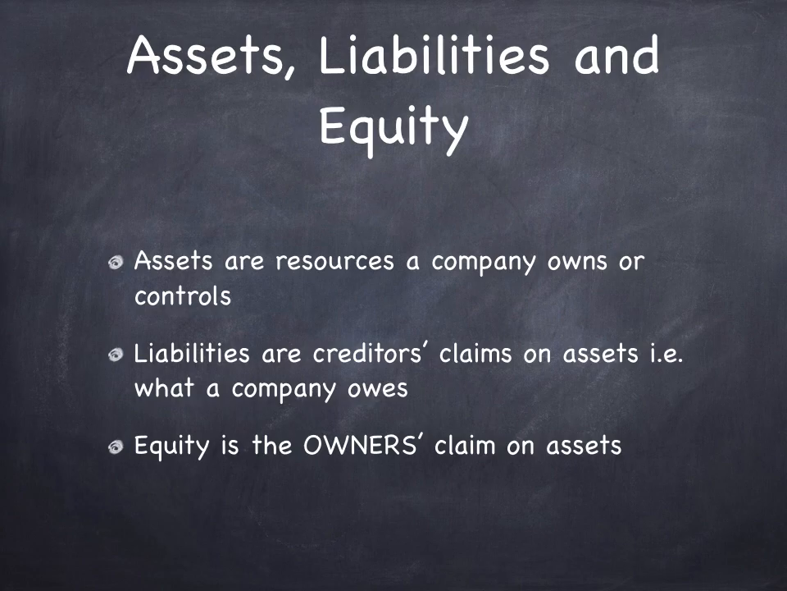Assets are resources that a company owns, and liabilities are creditors' claims on assets. That is what a company owes. So, watch these two words. Own is assets, and owe is liability. Equity is the owner's claims on assets. So you can see that liabilities are different from equity. Equity is associated with owners or shareholders, and liability refers to the claims of creditors such as lenders and suppliers.